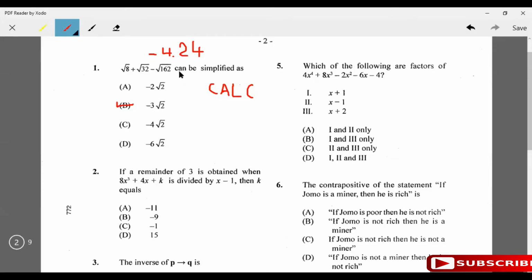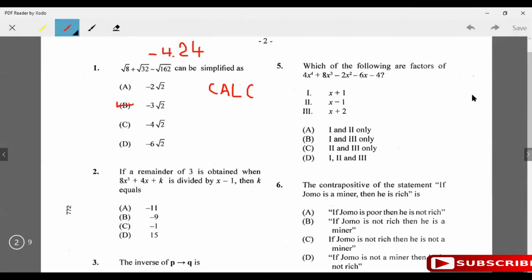So instead of having to simplify this by saying root 4 times root 2 plus root 4 times root 8 minus root 2 times root 81, you can just use a calculator. All right, so that's pretty simple. That's question 1.